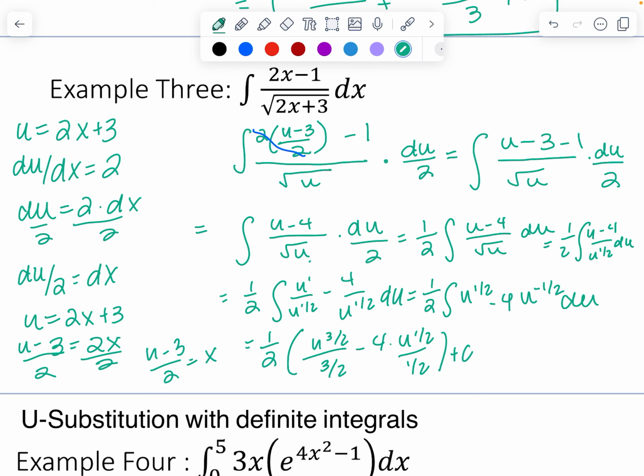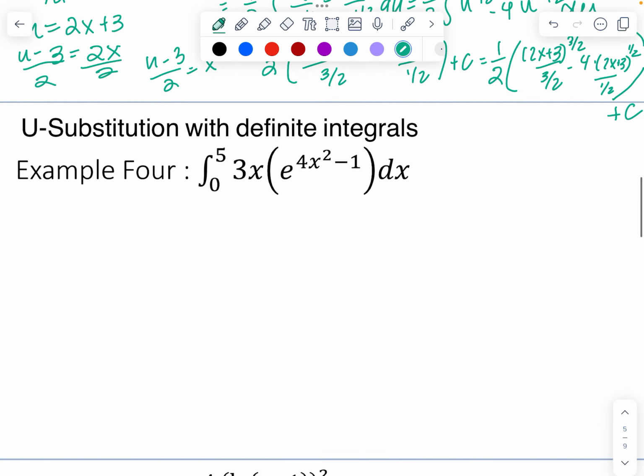And so I'm not going to completely simplify this just for the sake of time. The one thing I need to do is plug u back in. So u is (2x+3)^(3/2) over 3/2 minus 4 times (2x+3)^(1/2) over 1/2, and then plus c. And I'm going to stop there just for the sake of time so we can get to some definite integral problems. But that's how you do that one. That one's just a little bit nastier with the algebra.